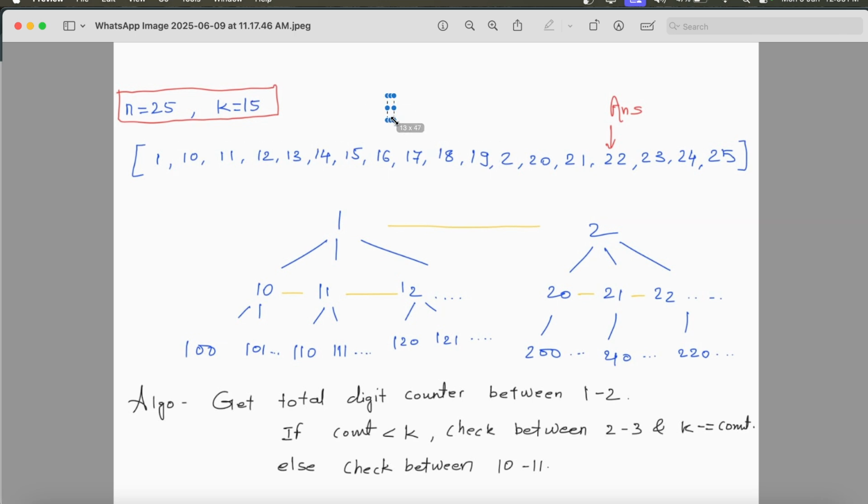What if we consider k is actually 2? For that condition I am discussing this. So k was actually 2 and the counter that we got was 11. So the answer is actually lying in this range. So we will not shift our focus to 2, but instead we go downside and check between this 10 and 11.